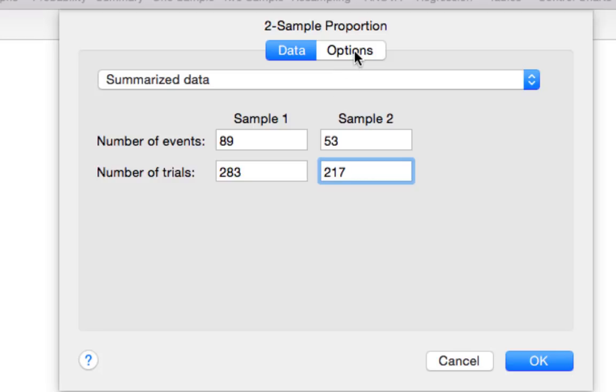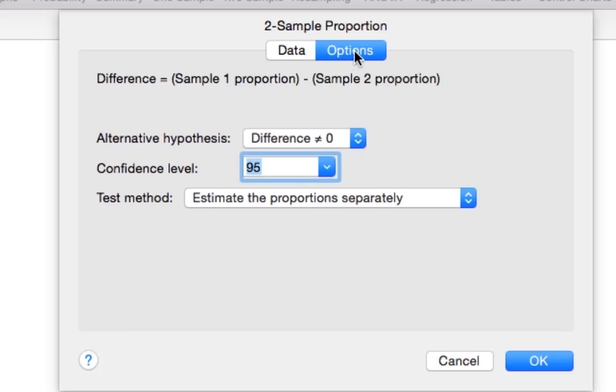We'll check our options. The default is a 95% confidence interval. The default test method is to estimate the proportions separately. When we're conducting a hypothesis test, we're going to leave this test method to the default, estimate the proportions separately. We'll click OK.